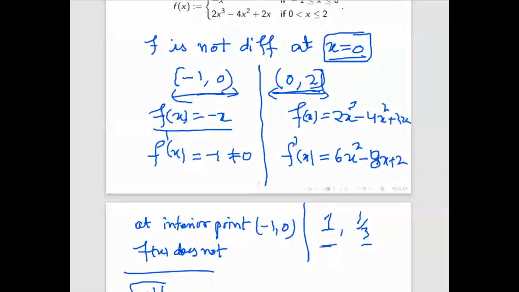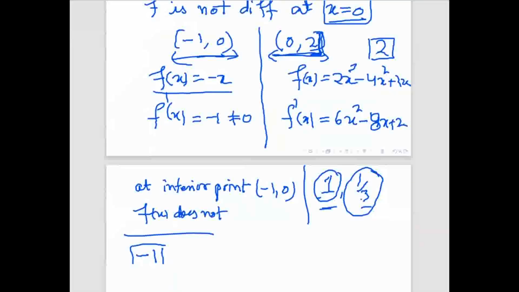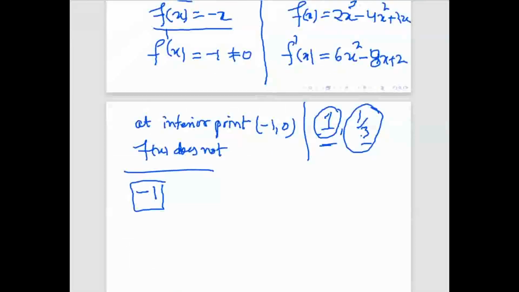So here what this method will not be able to get: at 1 to know maximum or minimum we have to check the double derivative. At 1/3 also we have to check the double derivative. But in this method we will not get any information about the boundary 2. So this 2 also we have to check separately, because this method will not give any information about 2. It is giving only interior points. So what we have to check separately: 0, 2 and -1. At 1 and 1/3 we can check whether the double derivative is positive or negative.